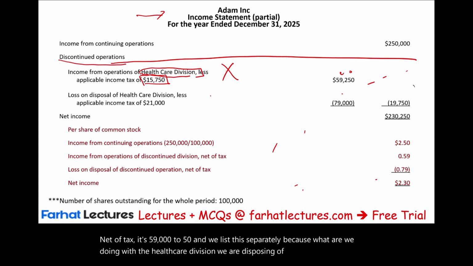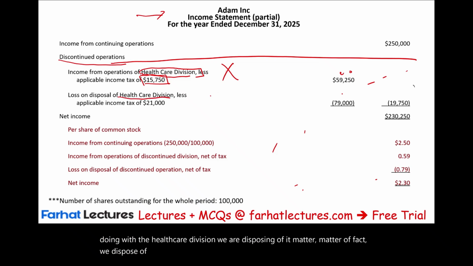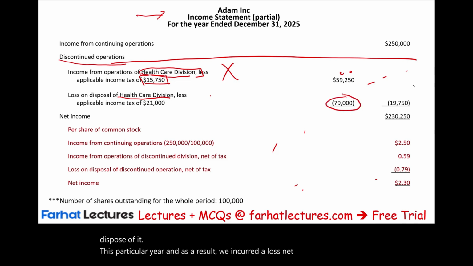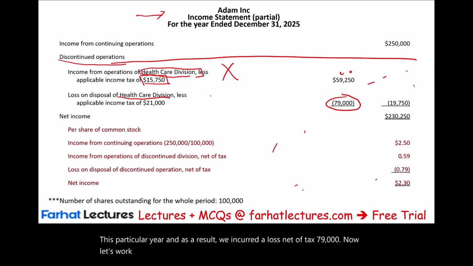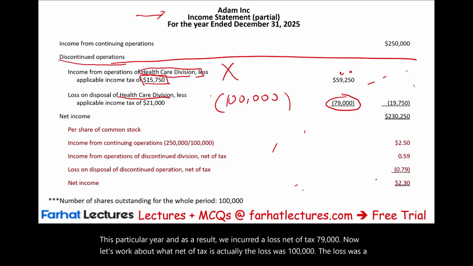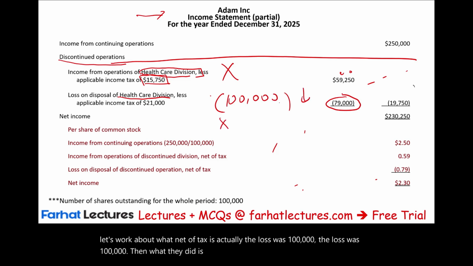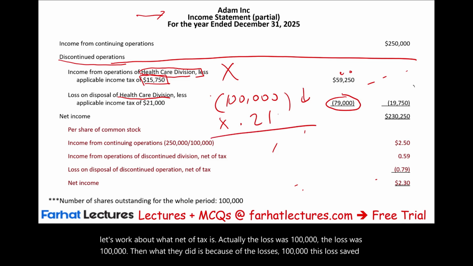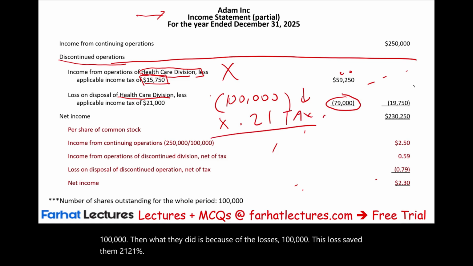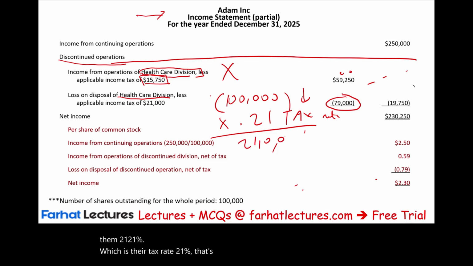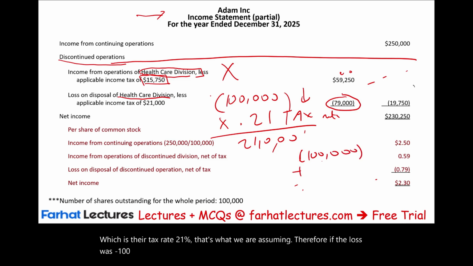Matter of fact, we disposed of it this particular year, and as a result, we incurred a loss net of tax of $79,000. Now let's work out what net of tax is. Actually, the loss was $100,000. Because the loss is $100,000, this loss saved them 21%, which is their tax rate. That's what we are assuming. Therefore, if the loss was negative $100,000 plus the tax saving of 21%, the loss net of tax savings is $79,000.